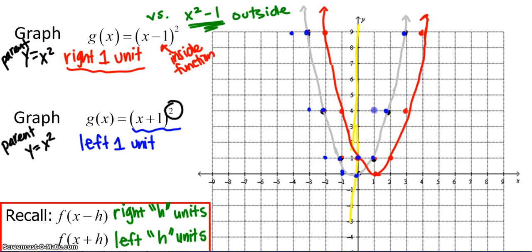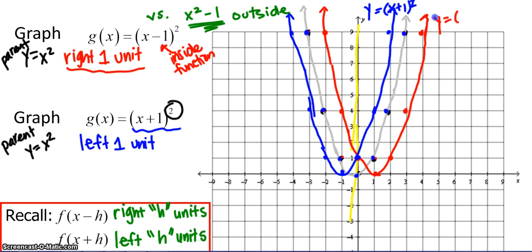Again, this does not change the shape of our parabola. What it does is it just gives it a little bit of a nudge and says, hey, scoot over to the left there a little bit. And not just a little bit, but scoot over to the left exactly 1 unit. So the blue function is y equals x plus 1 quantity squared. The red graph is y equals x minus 1 quantity squared. And of course our gray graph is y equals x squared.